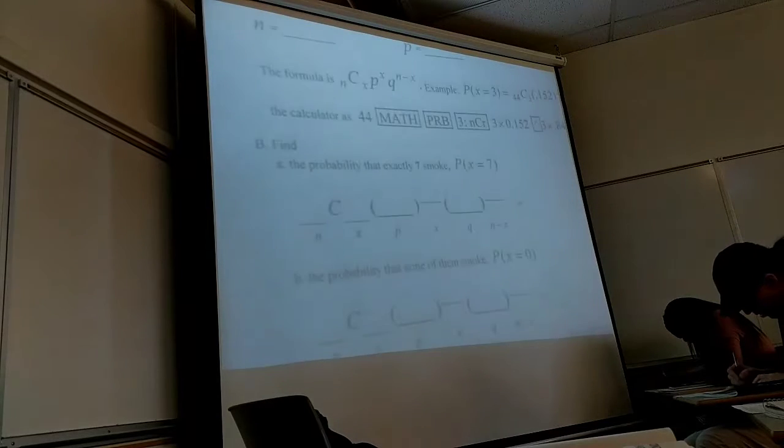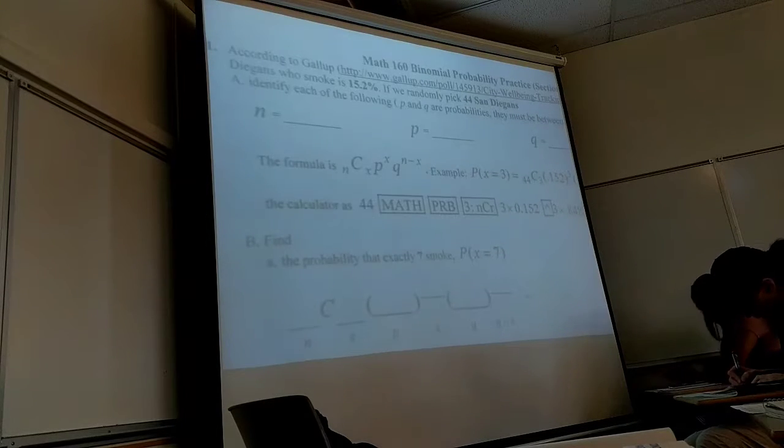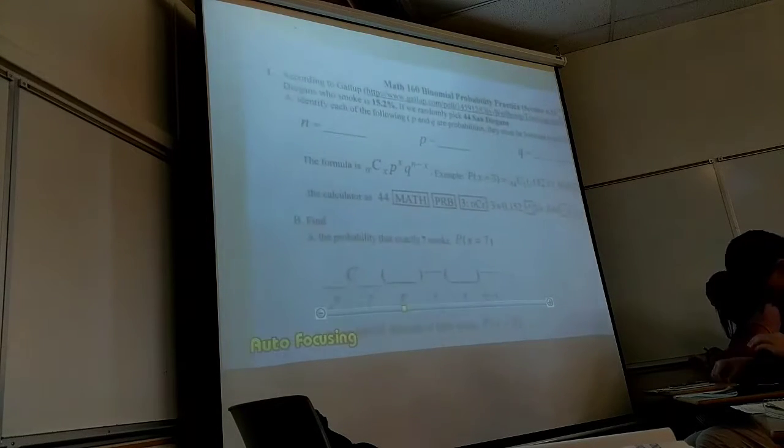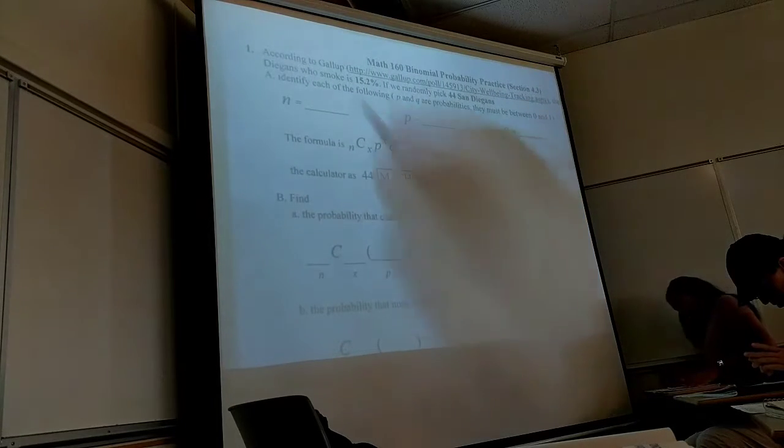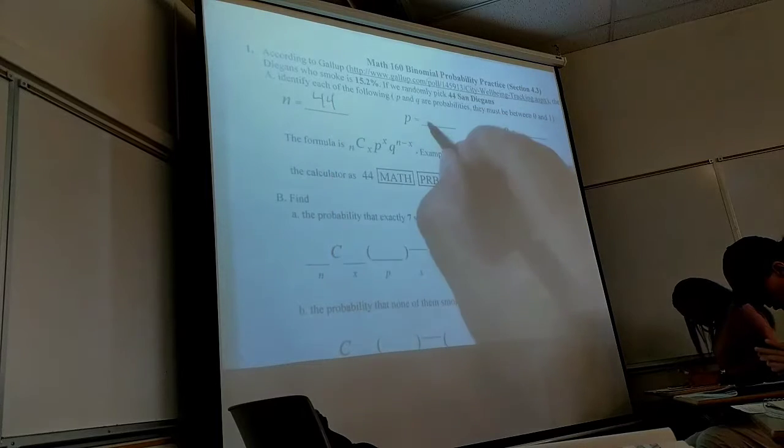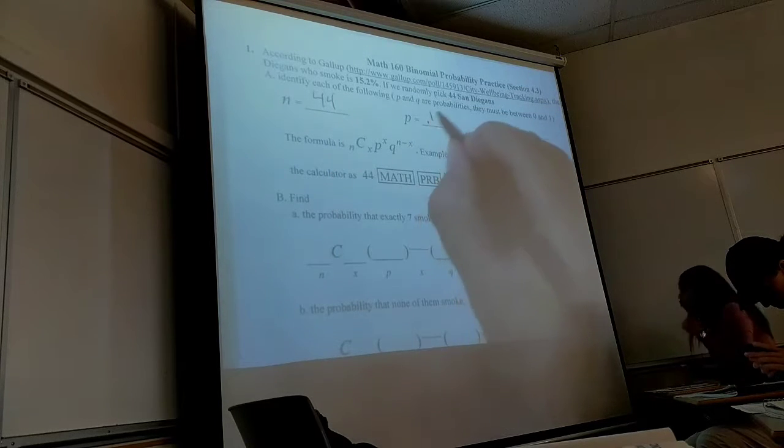Catch up to you guys here. So on this first problem, what's n? 44. It's crazy. P, of course, is 0.152.